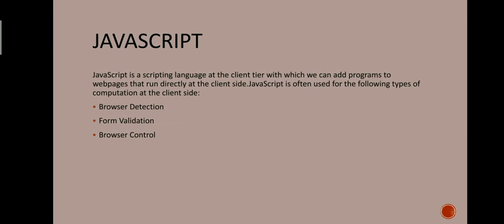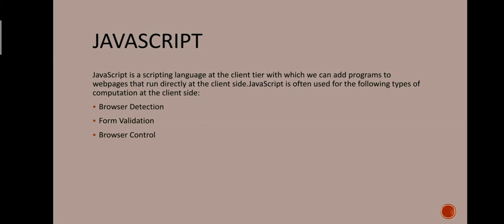Now comes the JavaScript. We know about Java, right? Java is a language. Similarly, JavaScript is also a language. It says here that JavaScript is a scripting language at the client tier, that is presentation layer, with which we can add programs to the web pages that can run directly at the client side. JavaScript is often used for the following steps of computation at the client side.